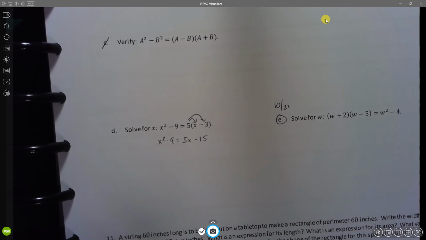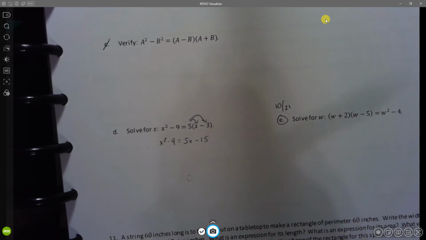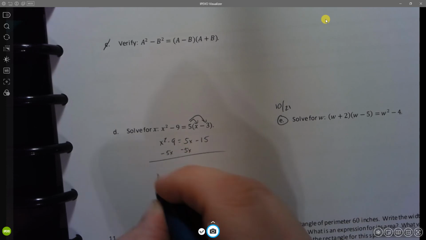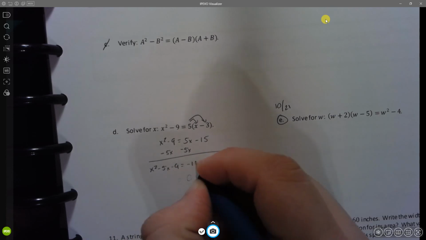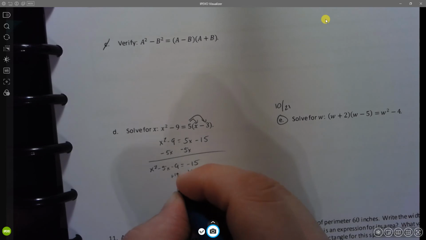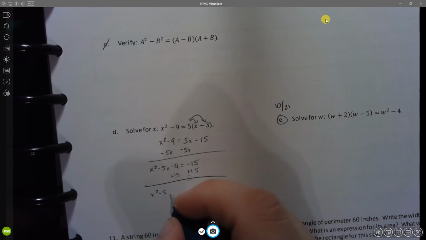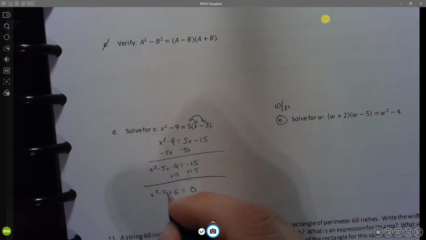Now the goal is that I want all this to equal 0 because I want to know the solutions. I want to know what the value of x is. So my goal is to get everything from one side to the other. So I'm going to subtract 5x from both sides. Now I've got x squared minus 5x minus 9 equals a negative 15. Now I'm going to add 15 to both sides. Now I've got x squared minus 5x plus 6 equals 0.